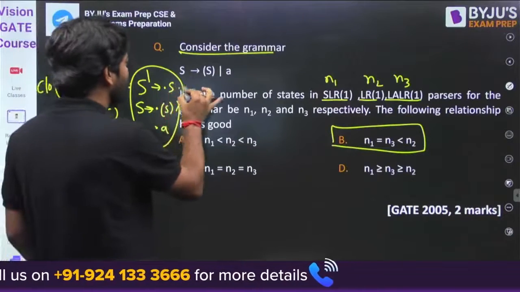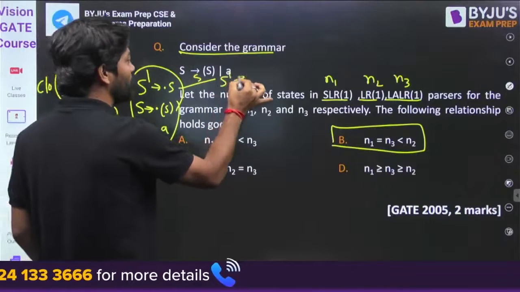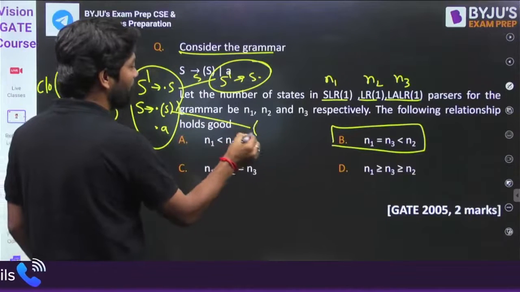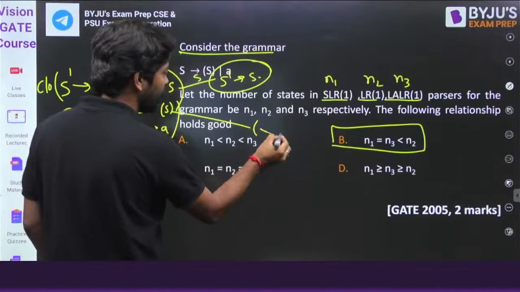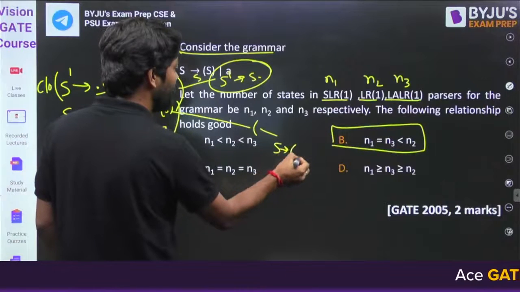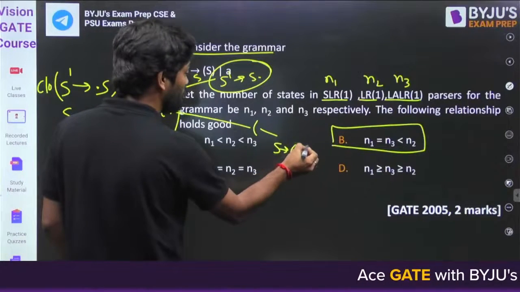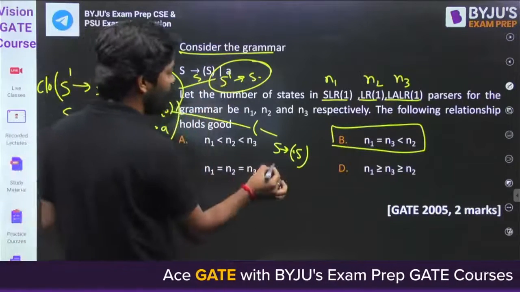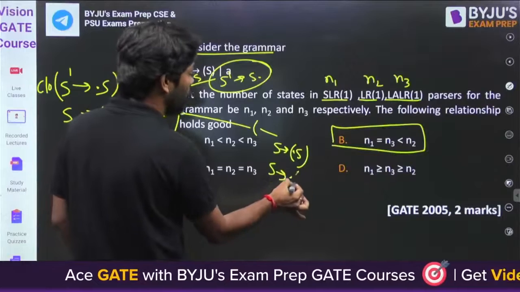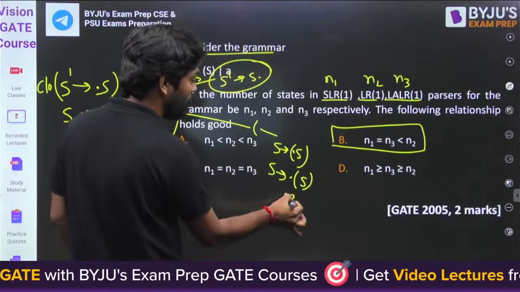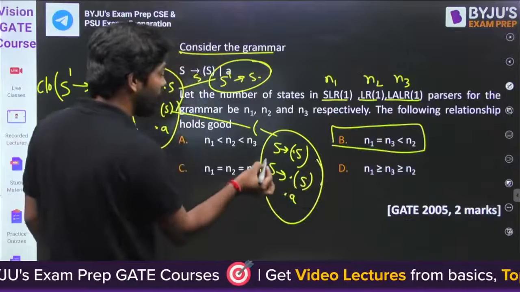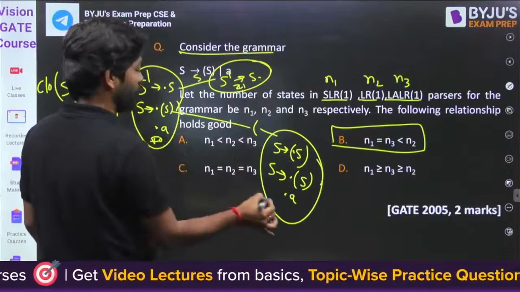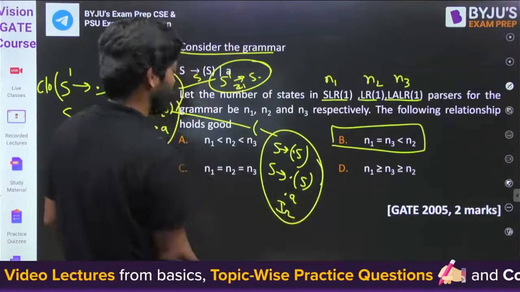Now see clearly. On input S, we get S' goes to S dot. What is the input here? The input is the opening bracket: S goes to opening bracket dot S closing bracket. After the dot, the variable S is there, so we need to add the productions S goes to dot (S) and S goes to dot A. So this is I0, this is I1, and this is I2.